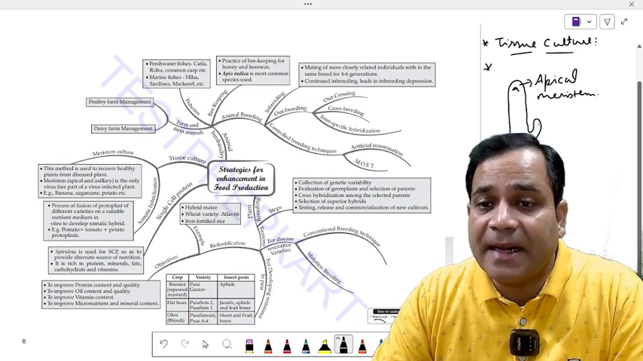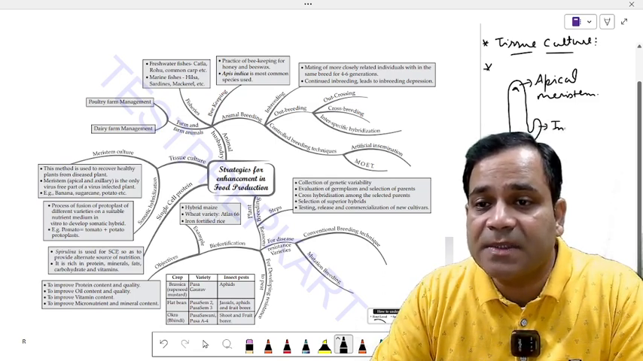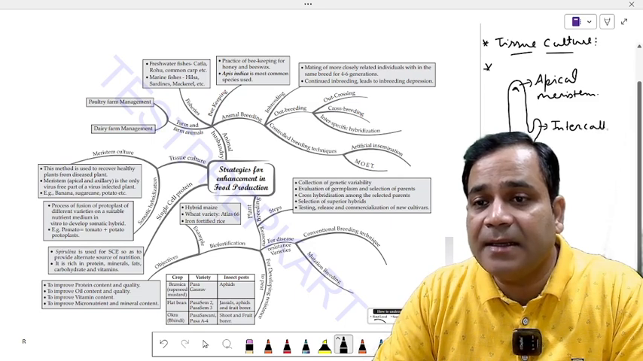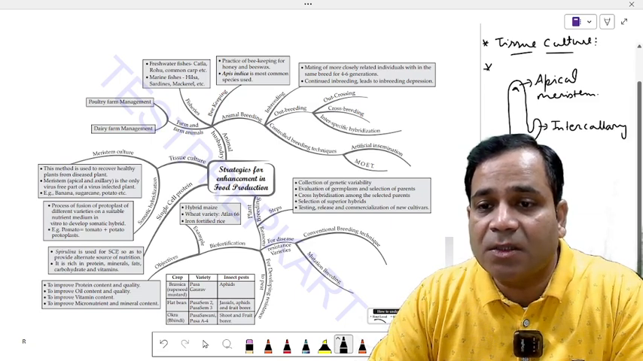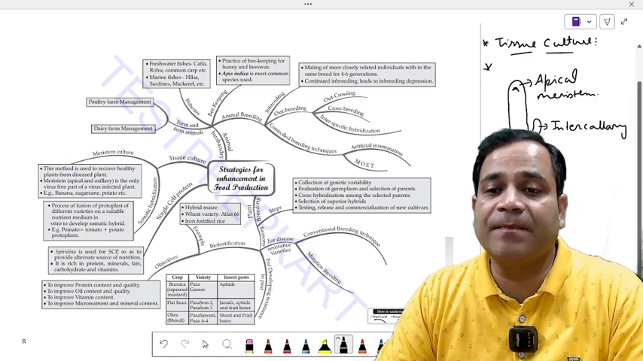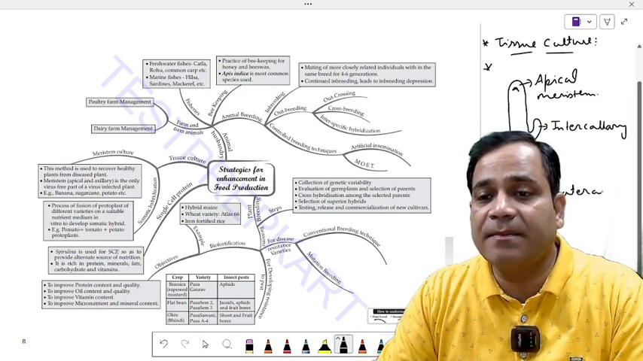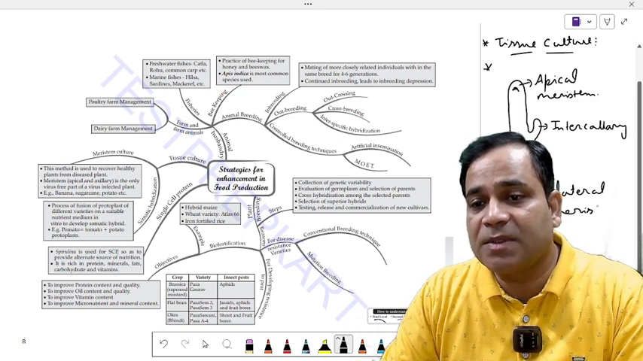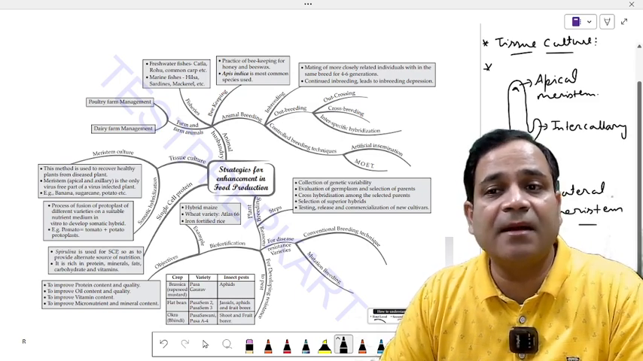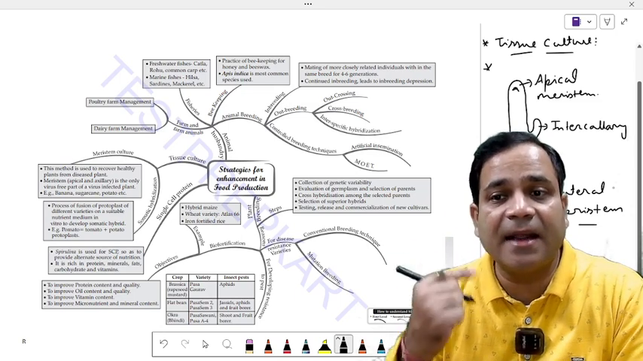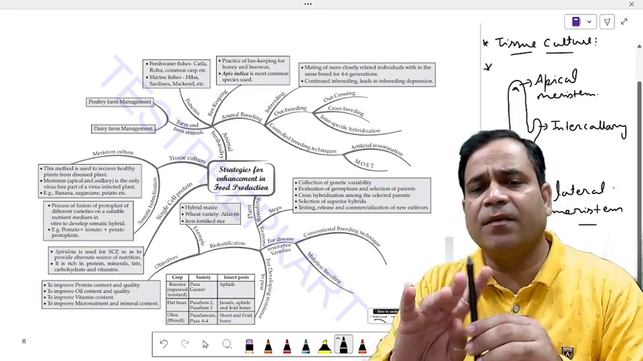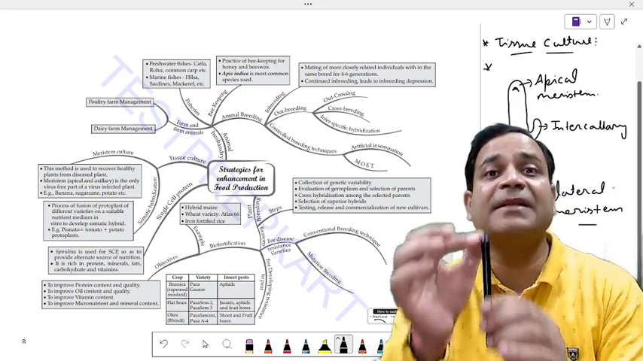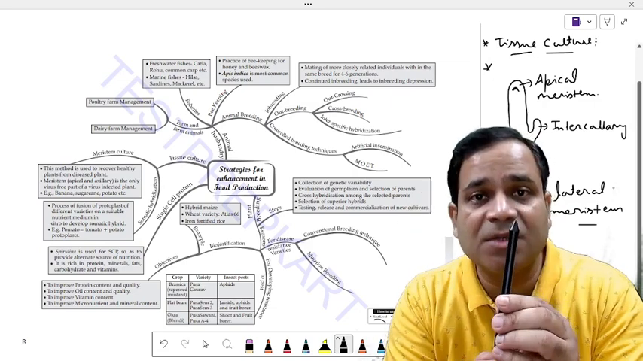The second thing here is the intercalary meristem. And this is the region responsible for growth in the lateral parts, that is the lateral meristem. So in a meristematic tissue there are three regions: one is apical, the second is intercalary, and the third is lateral meristem. Now, if anybody asks you which region is apical, it is the apex region of the stem as well as the apex region of the root.